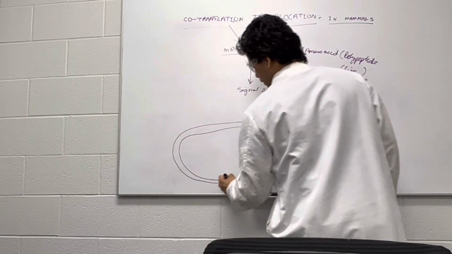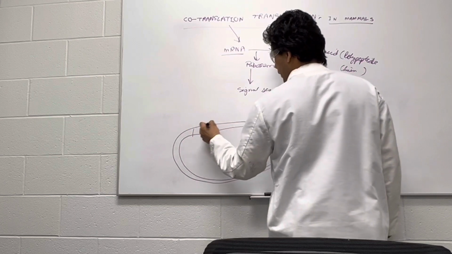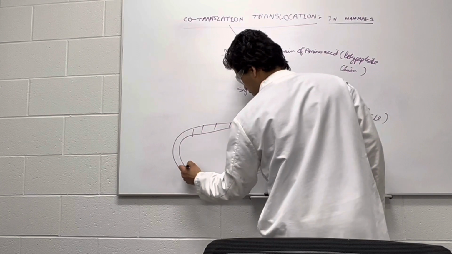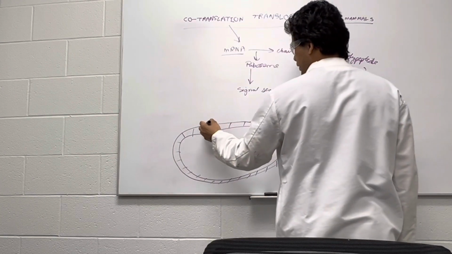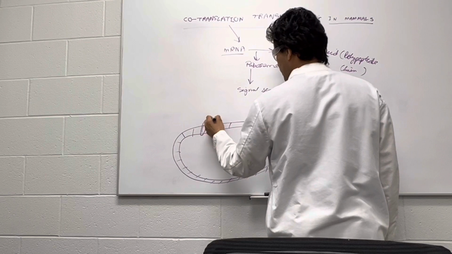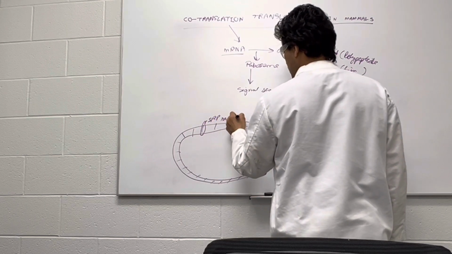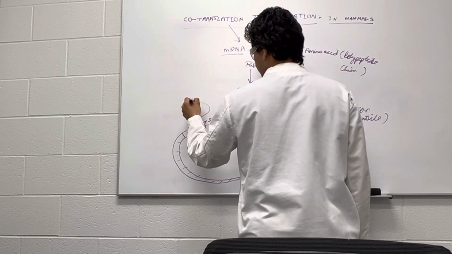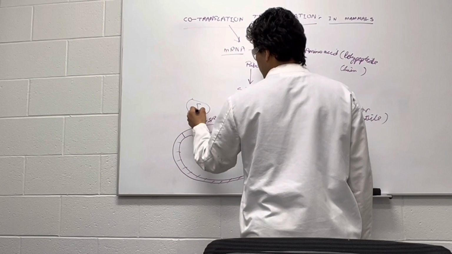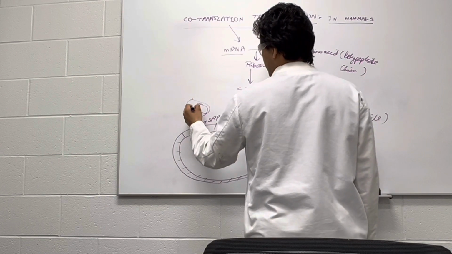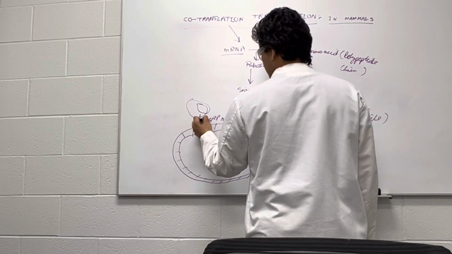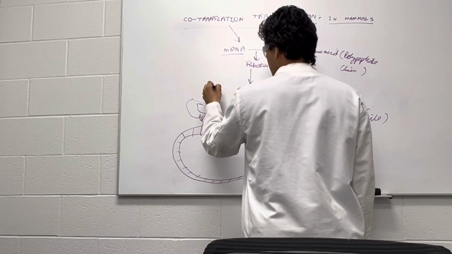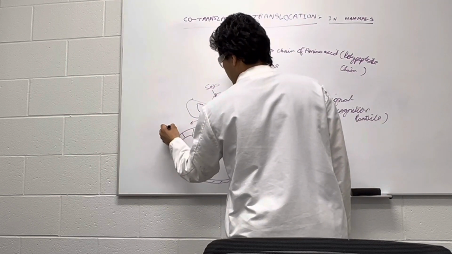Consider this is the bilipid layer, or the membrane of the endoplasmic reticulum. This is the SRP receptor, and this is the ribosome. This is the bigger subunit, this is the smaller subunit, and this is the signal sequence that is bound to the SRP. This is SRP, and this is the signal sequence.